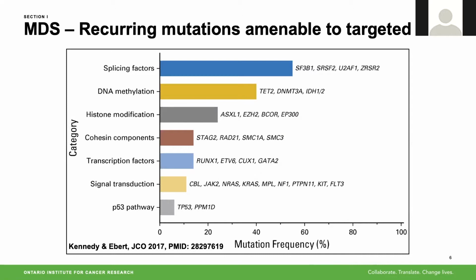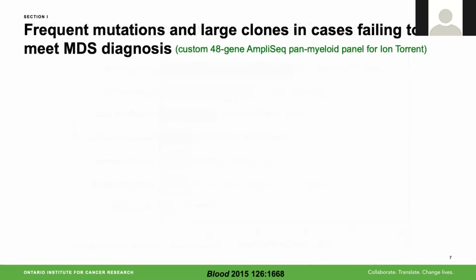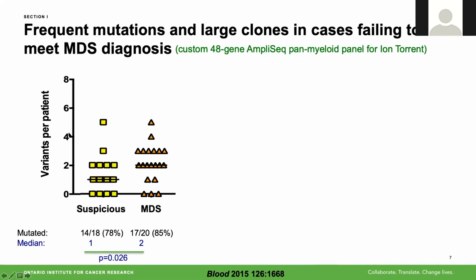I want to show you now an example of when we apply a targeted NGS to the problematic area, the difficulty in diagnosing early MDS. For this, I used a 48-gene custom Ion Torrent panel. In yellow, as a resident and junior faculty, I gathered about 18 cases from Sunnybrook and Queen's University, where we were at an impasse, at a standstill.